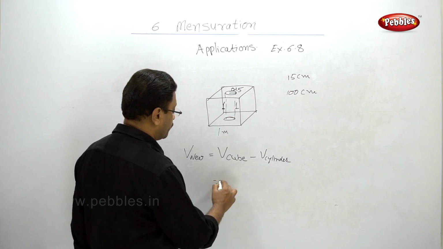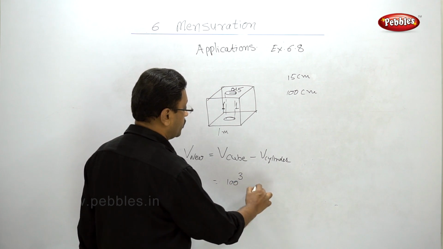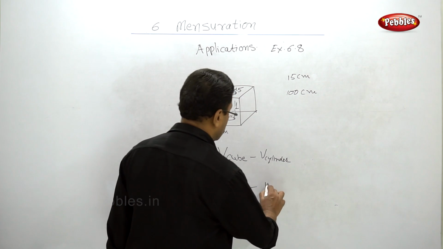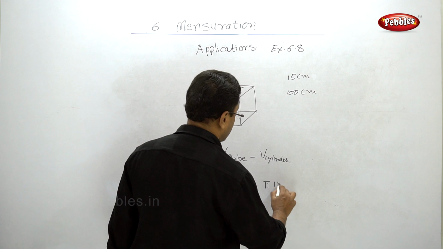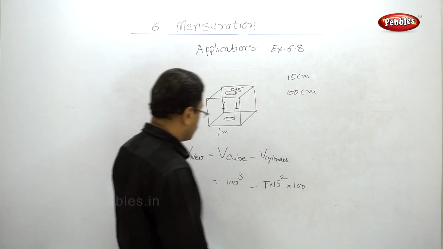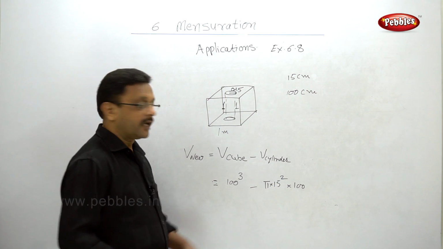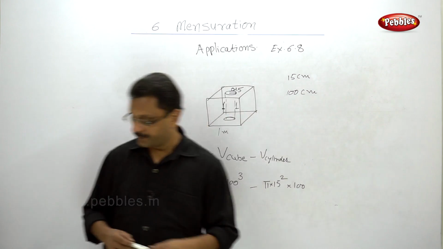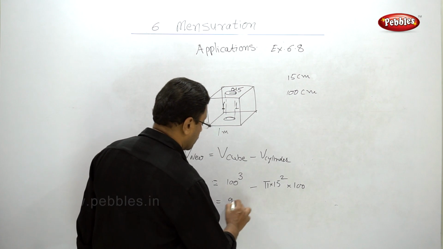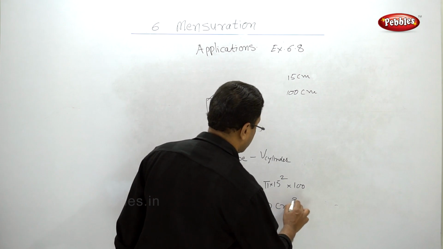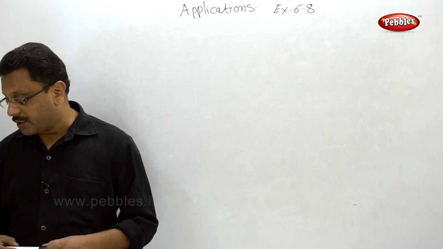So what is the volume of the cube? It is 100 cubed. And what is the volume of the cylinder? Pi r squared h, where r is 15 centimeters, so pi r squared, and the height is again 100 centimeters. So just calculate this and you will find the volume of this figure. Pause your video and do it now. The answer is 929,350 centimeter cubed.